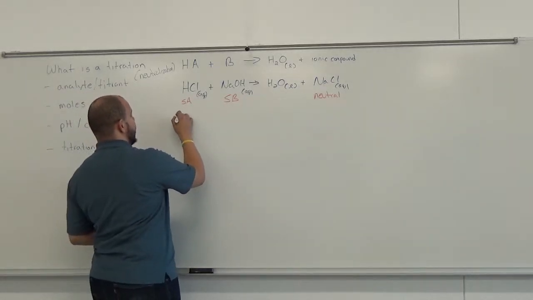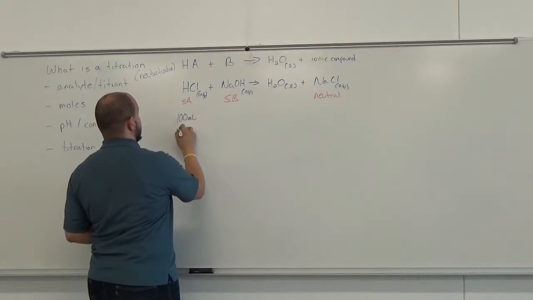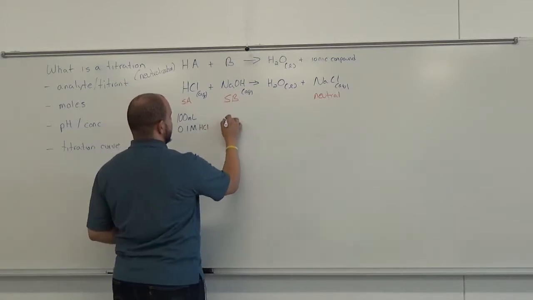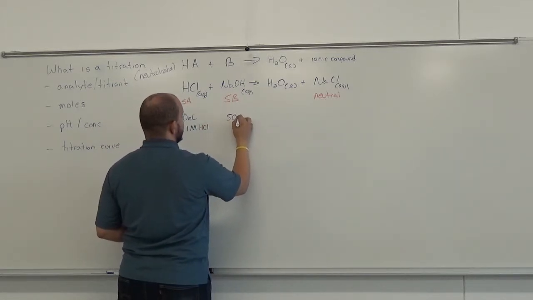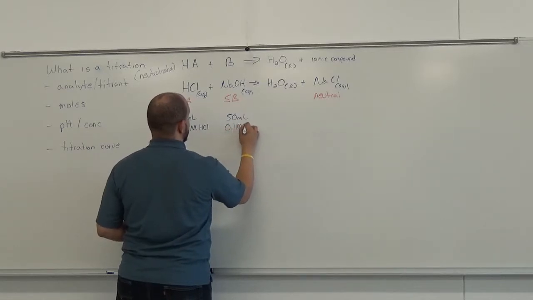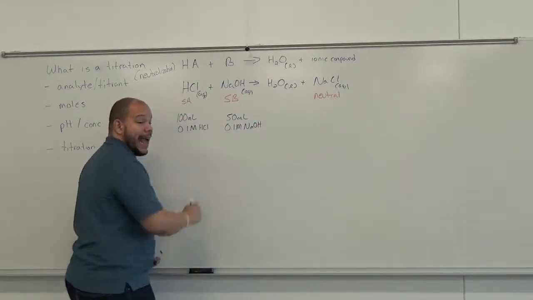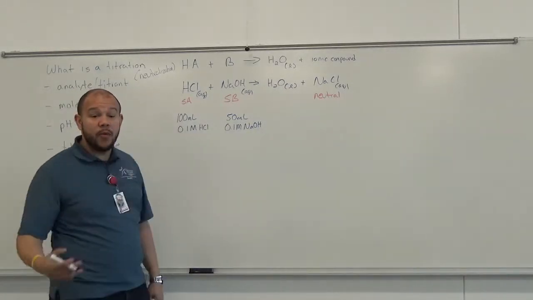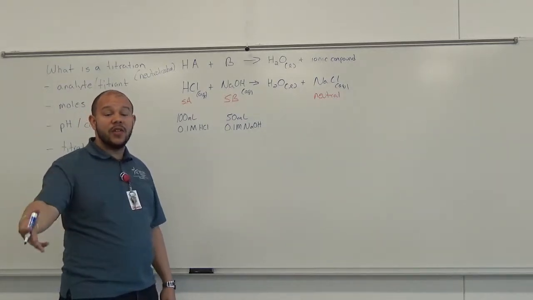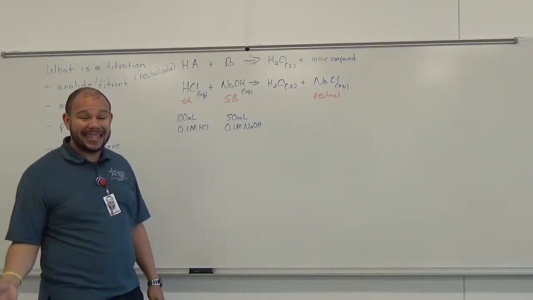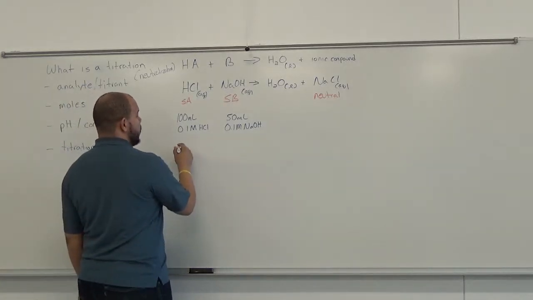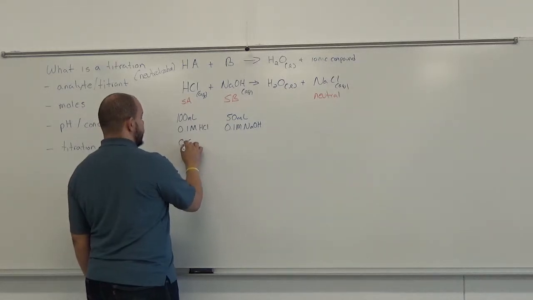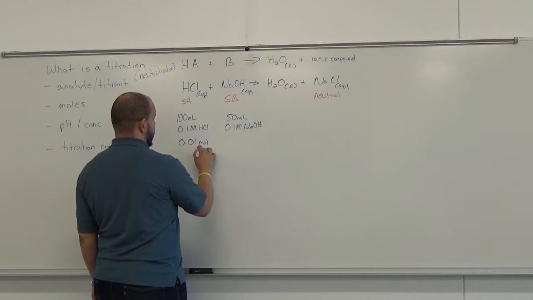If I told you that we put 100 milliliters of 0.1 molar HCl and added that to 50 milliliters of 0.1 molar NaOH, I have given you enough information to determine the number of moles, right? And then from there we can determine the limiting reagent. We can then determine what is going to be left over, the excess, etc. So the number of moles here is 0.01 moles of HCl.